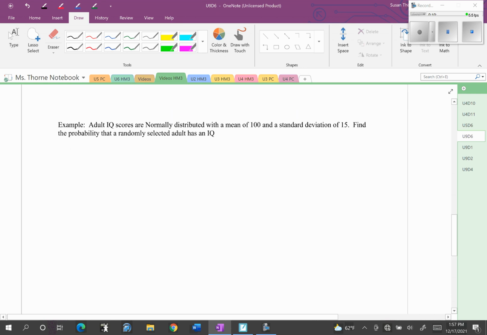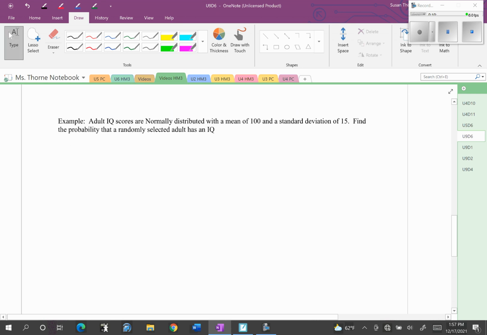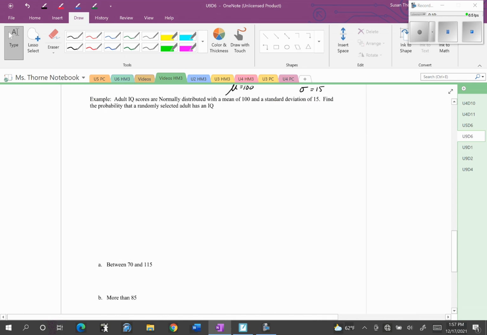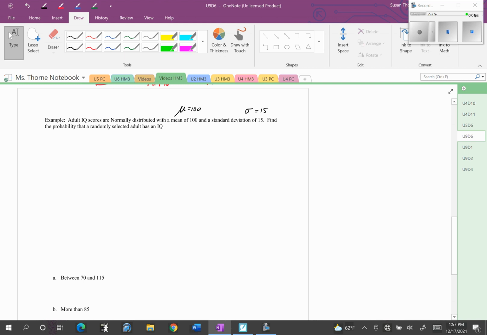So the example says, adult IQ scores are normally distributed with a mean of 100 and a standard deviation of 15. We want to find the probability that a randomly selected adult has an IQ between 70 and 115 is the first one. So let's go ahead, and the first thing before we even answer the questions is we want to draw our normal distribution as best we can. We're going to draw our line.